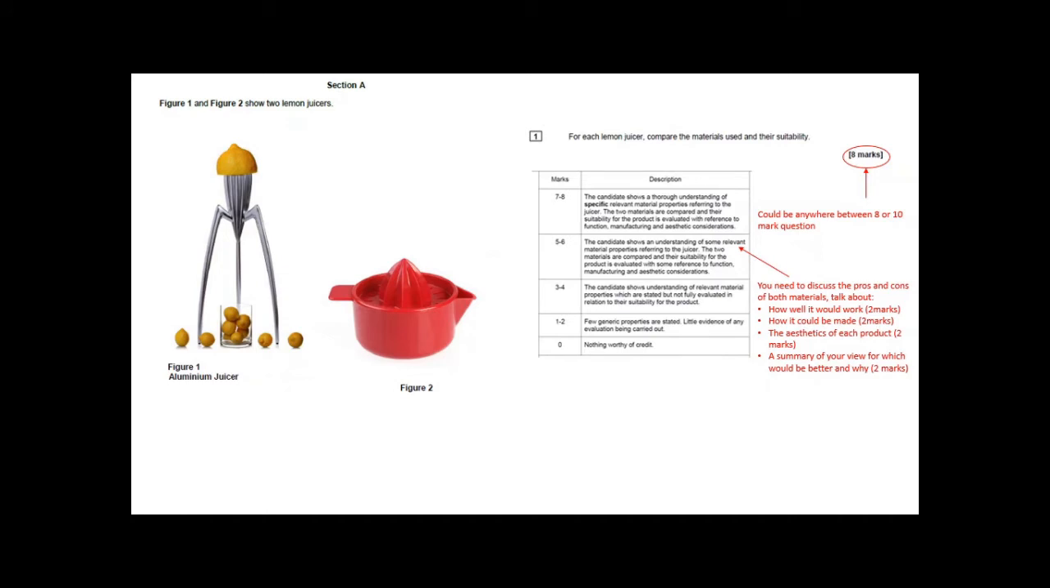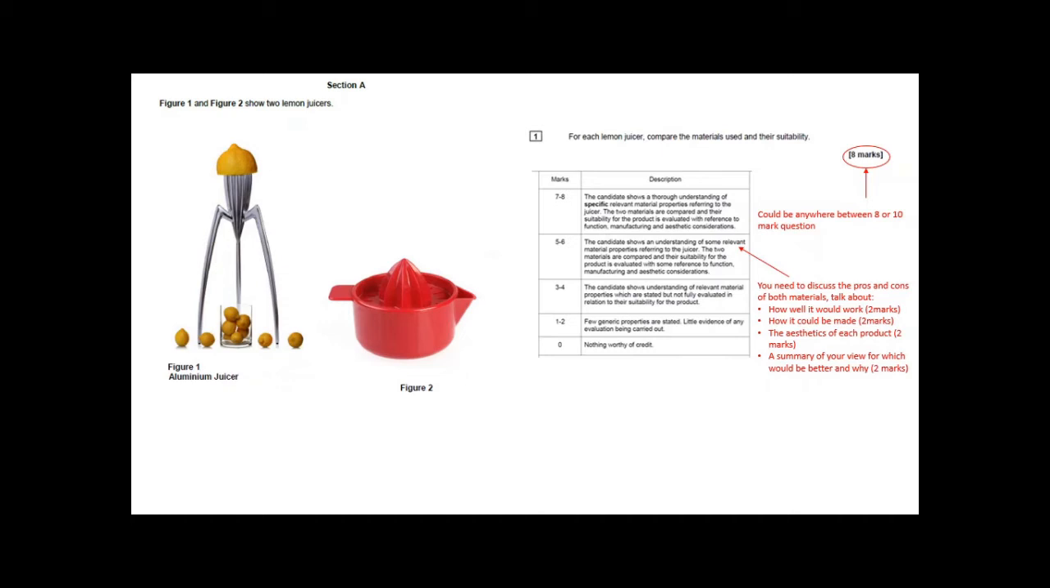So now we're going to have a look at a couple of different examples of exam questions and how to break them down. So this is from section A of paper 2. So this is a product analysis question. So it's given us 2 lemon squeezers. So what it says, for each lemon juicer, compare the materials used and their suitability. So there's 8 marks available for this one.